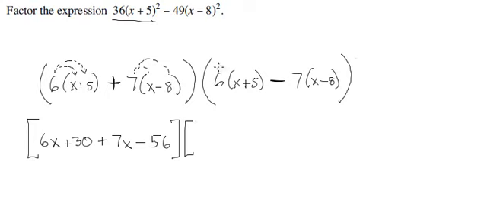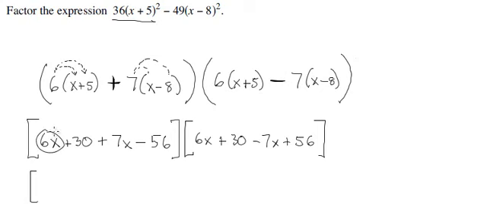In the second set, we have 6 times x, 6 times 5, negative 7 times x, and negative 7 times negative 8. So, a little hairy, but that's okay. We're making progress.